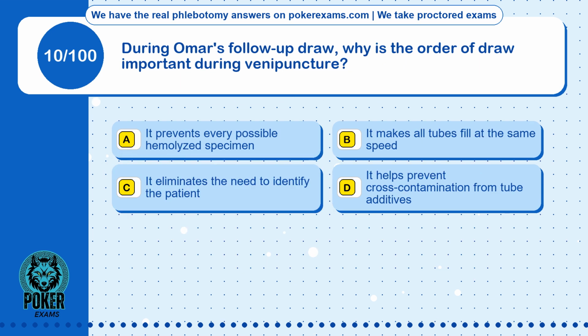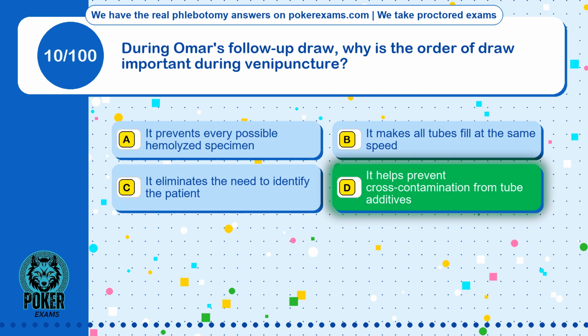Question 10. During Omar's follow-up draw, why is the order of draw important during venipuncture? Option A. It prevents every possible hemolyzed specimen. Option B. It makes all tubes fill at the same speed. Option C. It eliminates the need to identify the patient. Option D. It helps prevent cross-contamination from tube additives.